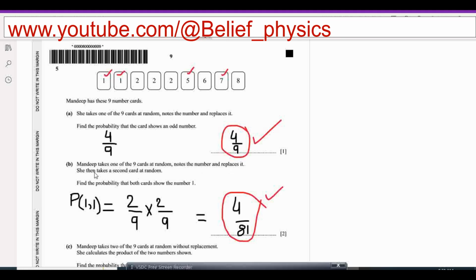Next, Mandeep takes one card of the 9 cards at random, notes the number and replaces it. She then takes a second card at random. Find the probability that both cards show the number 1. Probability of 1 comma 1, the probability that both cards have the number 1.